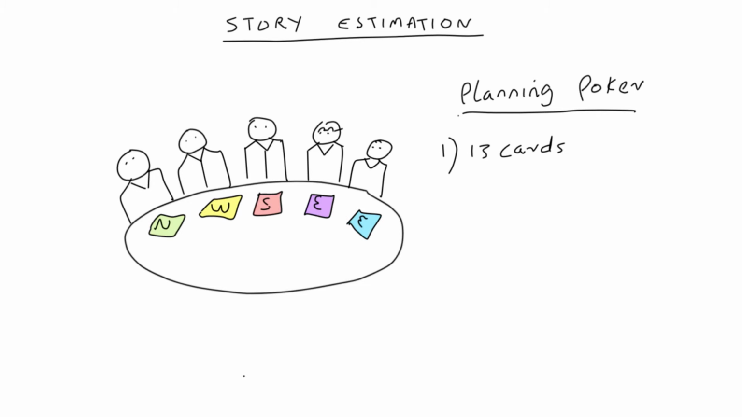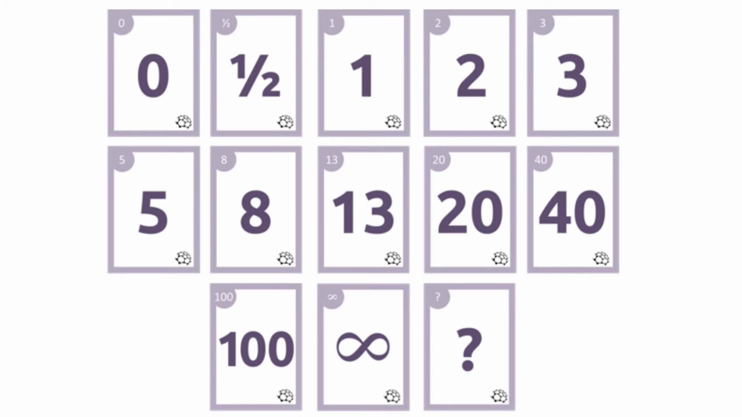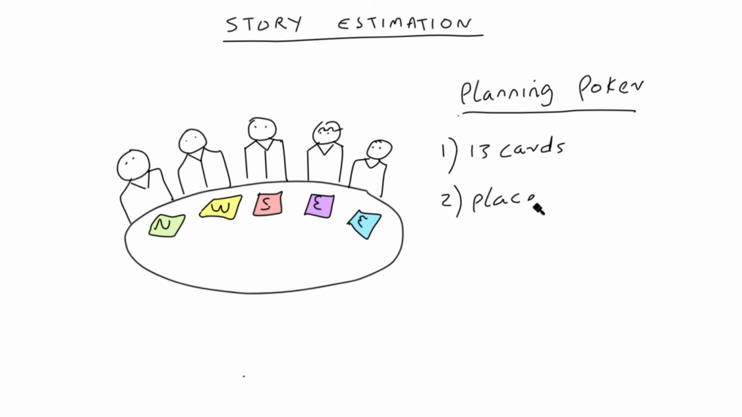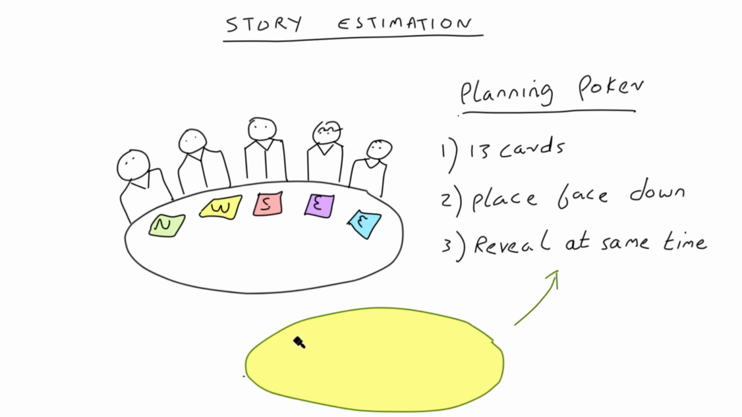Firstly, each team member gets a deck of 13 cards like this, and whenever a story is to be estimated, each team member then selects a card that represents his or her time estimate in story points and places it face down on the table. And when all the team members are done, the cards on the table are revealed at the same time. That way, each team member is really forced to think for himself or herself instead of leaning on someone else's estimate.